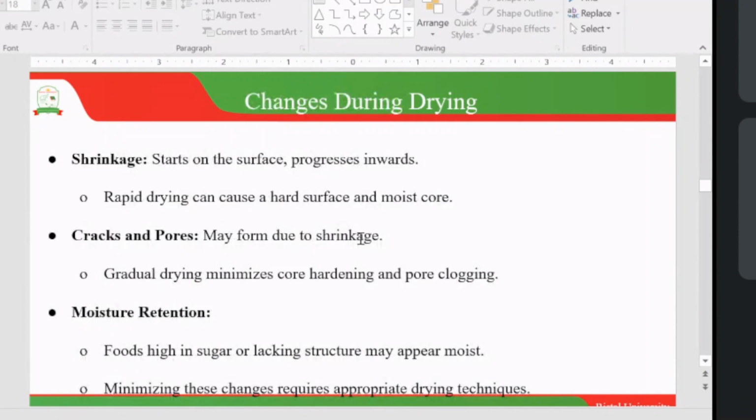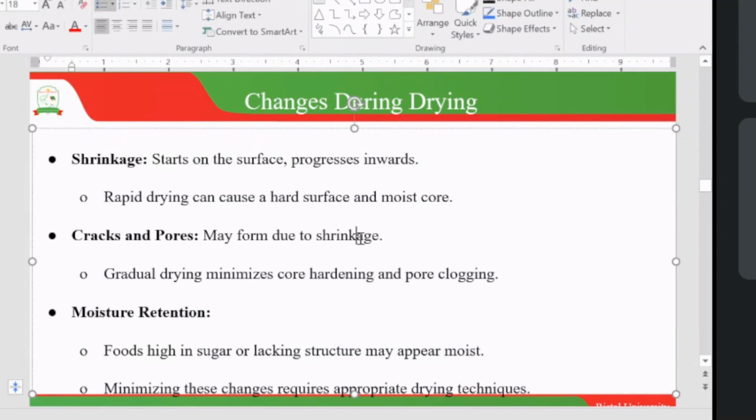So what are the changes during drying? We expect shrinkage to happen since, starting on the surface, progressing inwards, it is losing moisture. So the moisture content going away, we expect the food to reduce in size. Rapid drying can cause a hard surface and also a moist core. Cracks and pores could form due to shrinkage. The foods could crack, and also gradual drying minimizes core hardening and also pore clogging. And also moisture retention: foods high in sugar or lacking structure may appear moist.